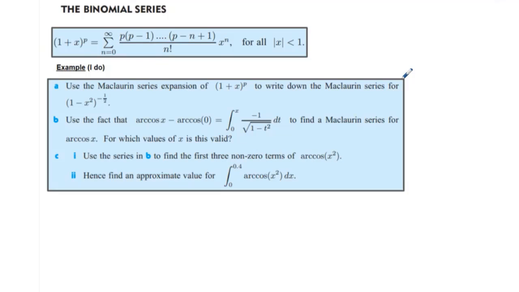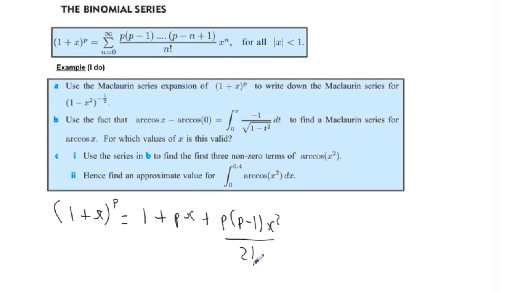Okay, so we're going to just use what we've used before. (1 plus x) to the p equals, well, it's 1 plus px plus p(p minus 1) x squared over 2 factorial plus dot dot dot plus p(p minus 1) and so on, all the way up to (p minus n plus 1), x to the n over n factorial.